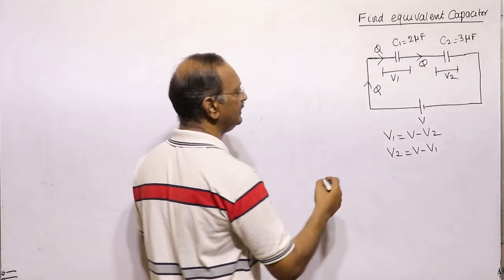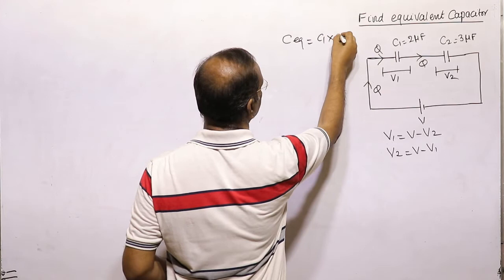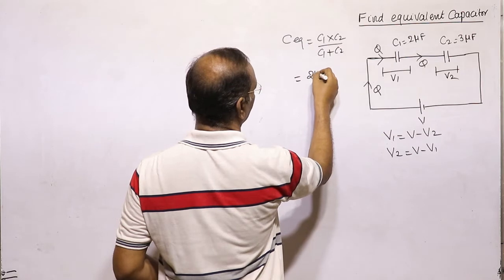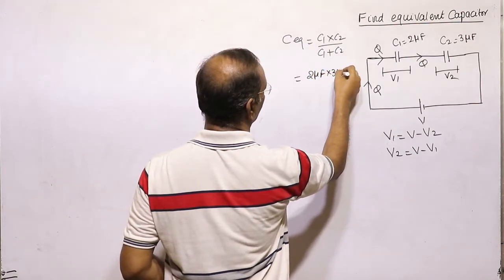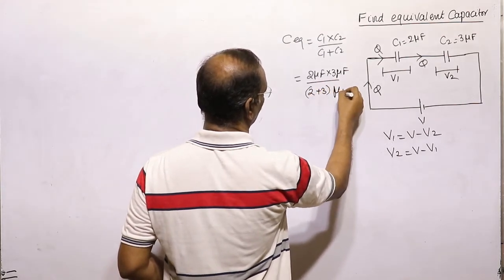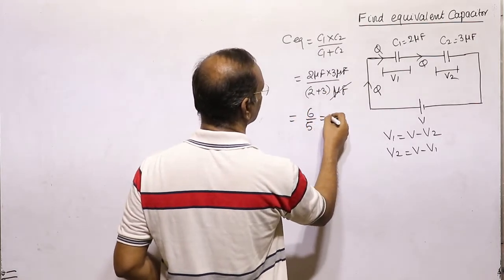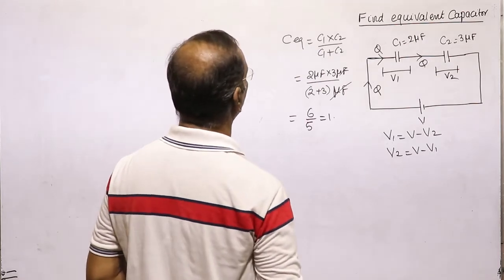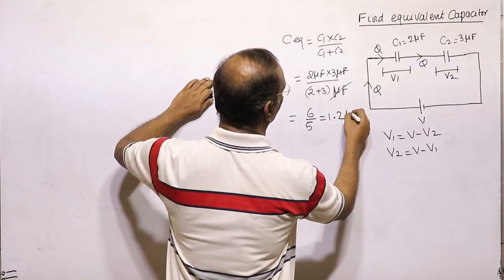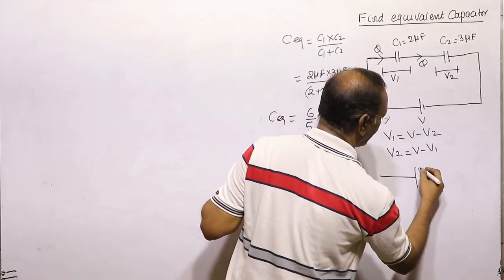So what is C equivalent? C equivalent is C1 into C2 divided by C1 plus C2, that is 2 microfarad into 3 microfarad divided by 2 plus 3 microfarad. So this and this get cancelled. This will become 6 by 5, which is 1.2 microfarad. So this is C equivalent.